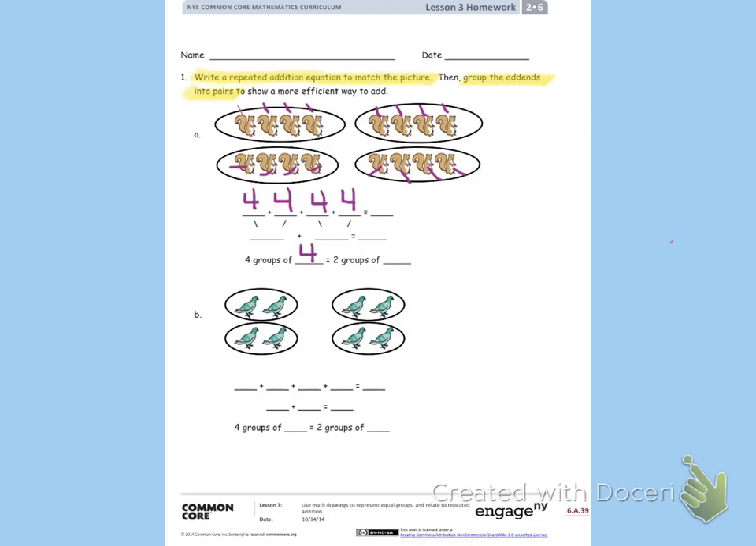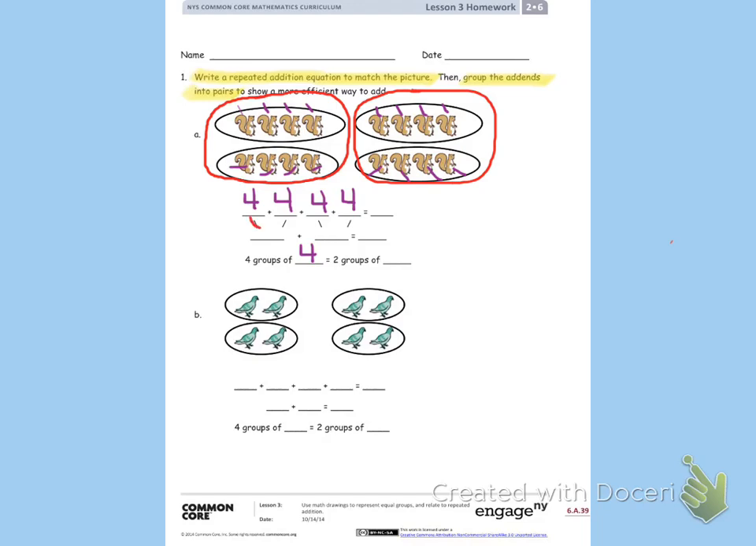Now the next part of the directions tell us to group the addends into pairs. I'll use a different color for that. A pair is 2. So here are 2 groups that I'm grouping together, and here are 2 groups that I'm grouping together.